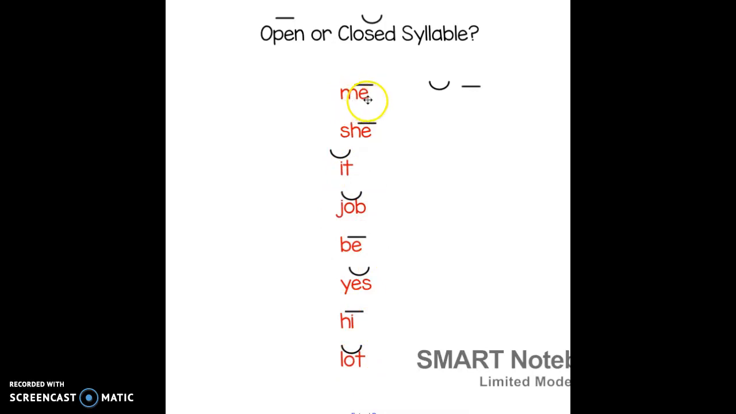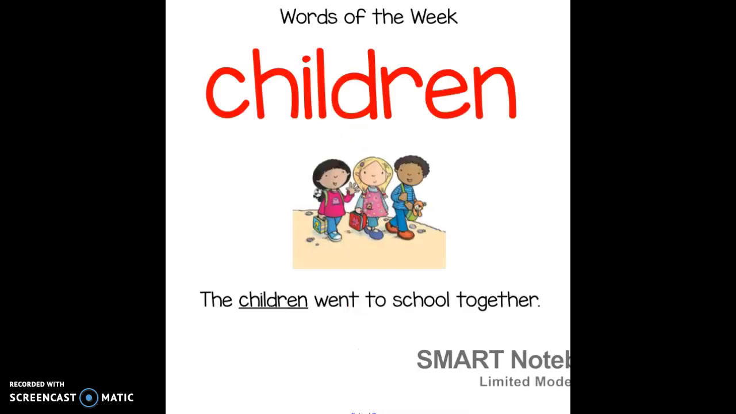So let's read these words one more time. E, me. Sh, e, she. It. J, ah, ja, job. B, e, be. Y, eh, yes. Hi. La, lot. It's very important that you know the difference between open and closed because the next lesson you really need to understand it. Okay? All right, let's move along to sight words.